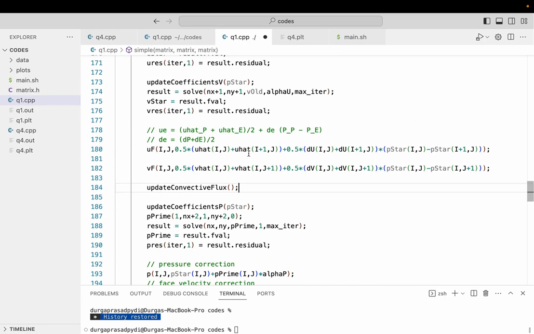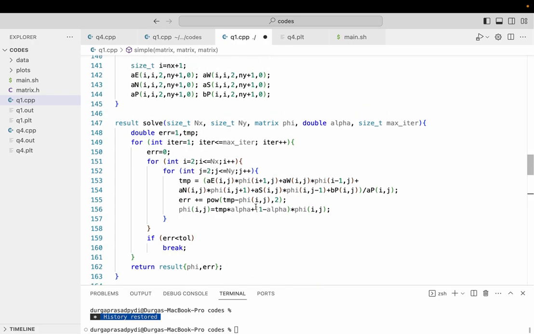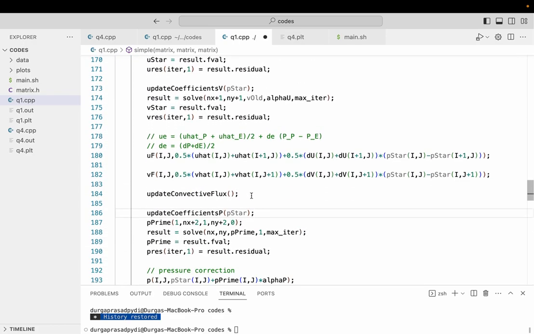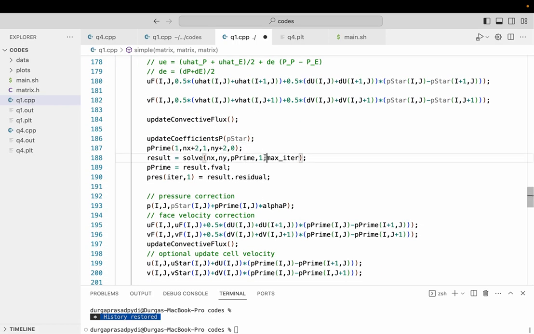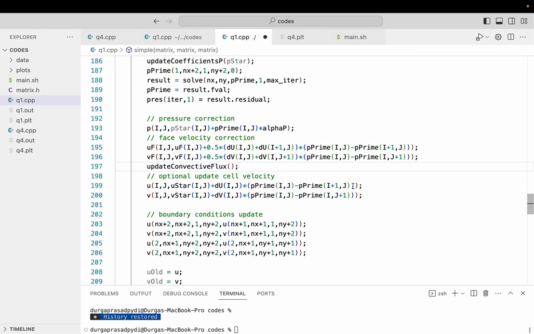Essentially my F east, F west, F north and F south. After updating them, I will update my pressure correction equation. Here the coefficients are again straightforward. This is very similar to whatever we have done previously, updating the coefficients. And then once you update the coefficients, you solve for your p prime. Once you get your p prime pressure correction terms, you have to update your face velocities. After updating the face velocities, again you update your convective flux, and then this is optional. If you want, you can update your cell velocity, or you can just leave it as it is.